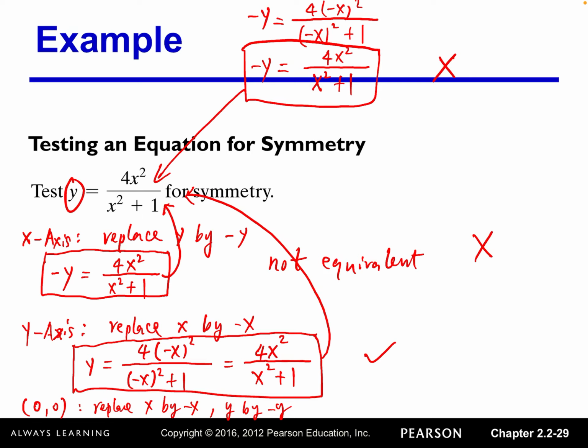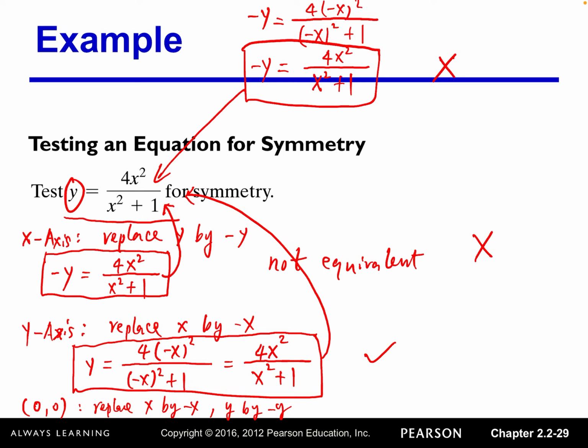So if we summarize all three symmetry properties, the graph of this given equation is only symmetric with respect to the y-axis, and no other symmetry property. Only symmetric with respect to the y-axis.